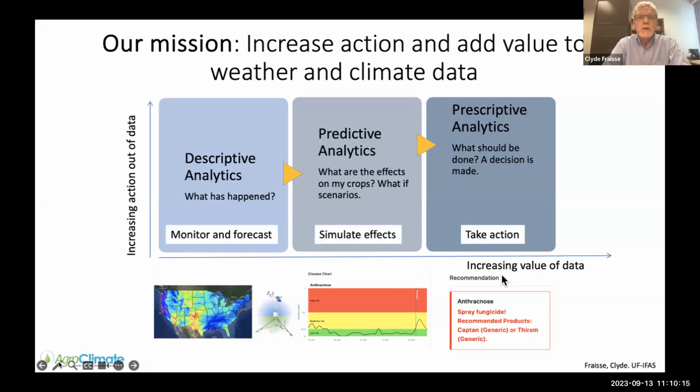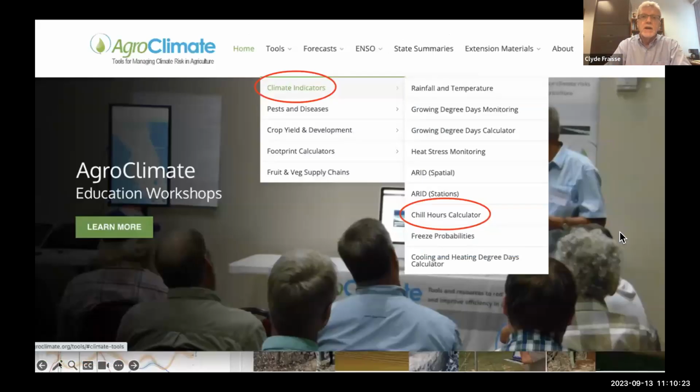So just a quick reminder here, we monitor and forecast, we simulate effects, and we take action. That's the goal for the system. This is a quick introduction to the website itself. If you're not familiar, you haven't seen it, it's agroclimate.org. And this is a quick overview of this menu that we have.